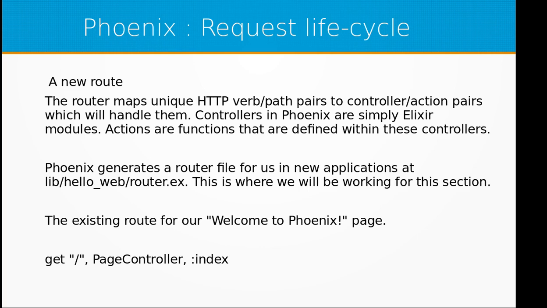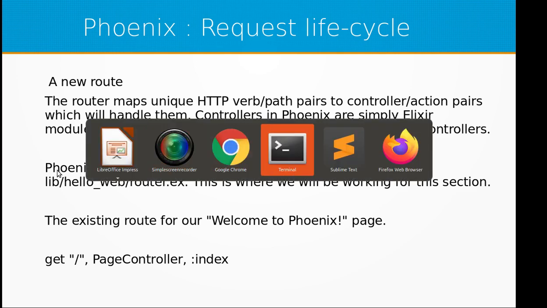The router maps unique HTTP verb path pairs to controller action pairs which will handle them. Controllers in Phoenix are simply Elixir modules. Actions are functions that are defined within these controllers. Phoenix generates a router file for us in new applications at lib/hello_web/router.ex. This is where we will be working for this section. The existing route for our welcome to Phoenix page is get PageController index. Let's look at this.